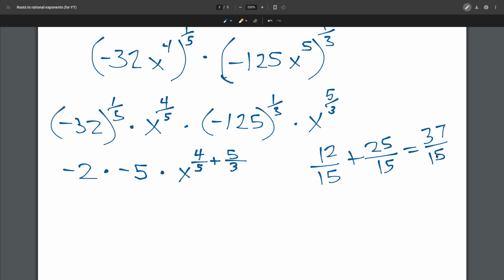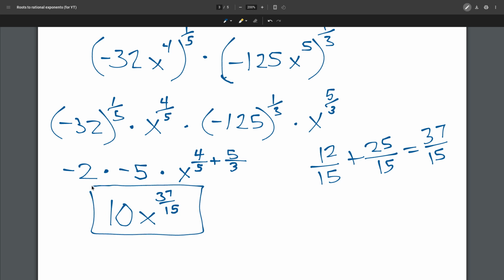And we've got to leave that as is because there's nothing really that we can divide out of the top and the bottom that's greater than 1. That's a common factor. So anyway, we're going to do -2 times -5. That's going to be +10. And we have x to the 37/15 power.